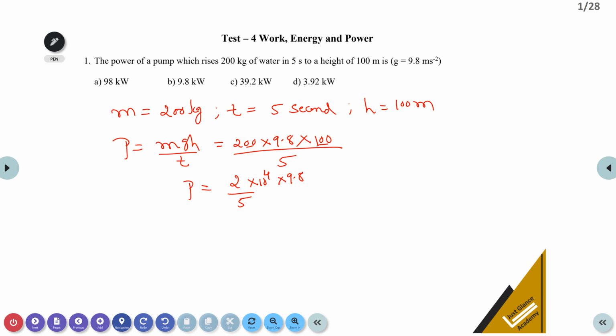In such kinds of problems, you make the denominator equal to 10: divide by 5 and multiply by 2 on the top. So it becomes 4 into 9.8 into 10 to the power 3. So 4 into 9.8 comes to around 39.2 kilowatt. So this becomes 39.2 kilowatt. So this is the right answer.